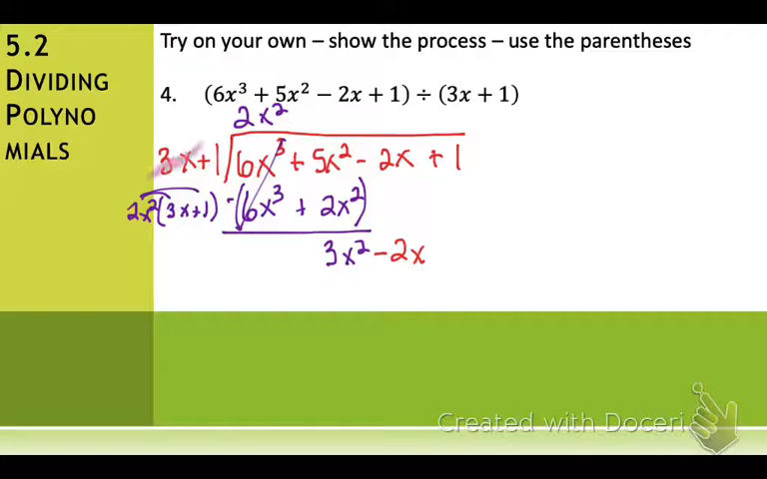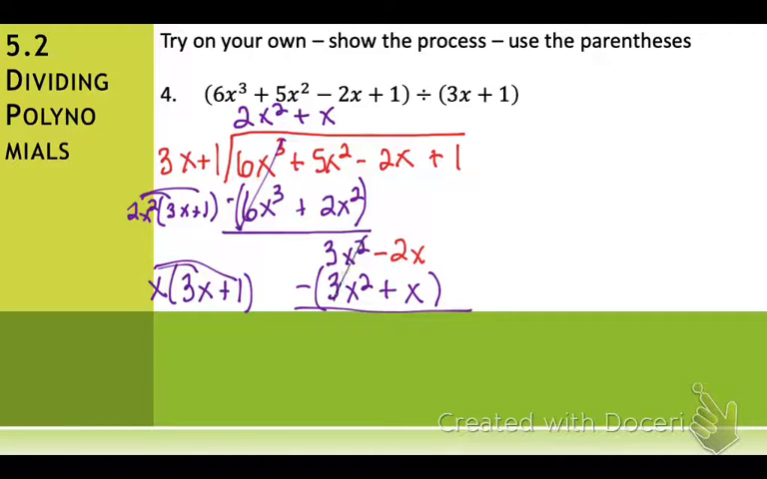How many times does 3x go into 3x squared? Turns out nice, it's just plus 1x. Again, you'll know you're right once you multiply them. Take the x times the 3x plus 1. That's going to be 3x squared plus x. Subtract them, cancel, good. Negative 2 minus 1. That's negative 3x. Drop down the plus 1 here and start again.